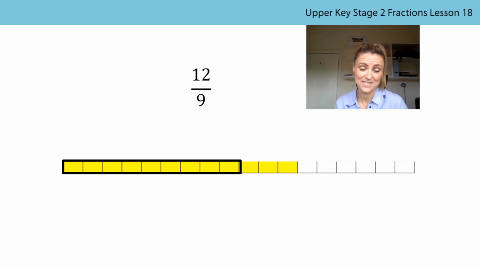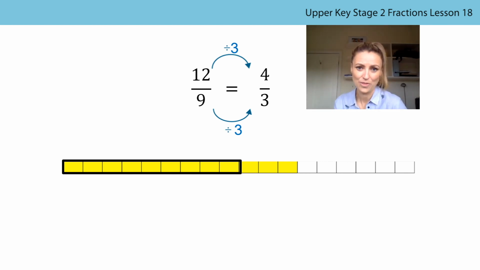So I looked at our improper fraction of 12/9. They're quite small numbers, and I could see immediately that they were both in the 3 times table, and therefore the highest common factor is 3. So I'm going to simplify at this point. So 12 and 9 divided by 3 is equal to 4/3.